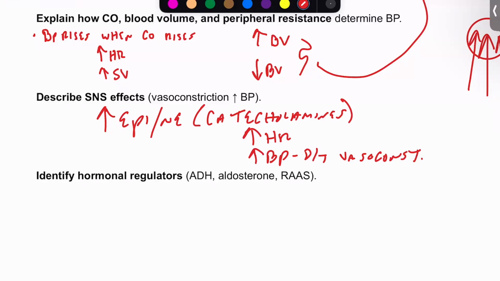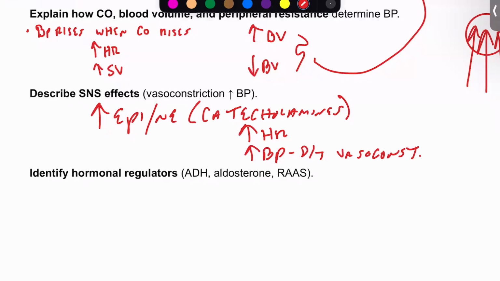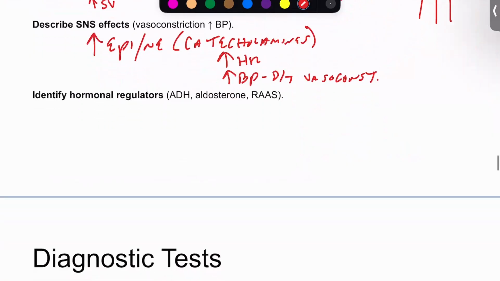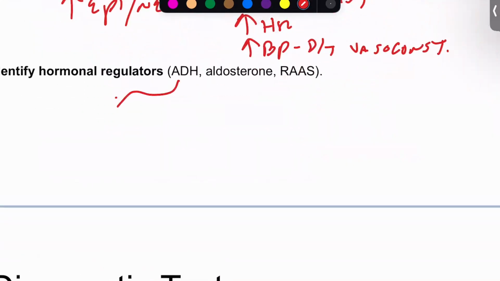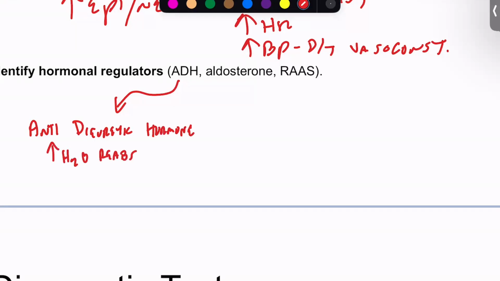Okay, and then lastly, we have the hormonal regulators. So ADH, aldosterone, and RAS. ADH, remember, this is our antidiuretic hormone, and it causes increased water reabsorption in the kidneys. So if we have increased water reabsorption, we have increased blood volume, which will increase our blood pressure.